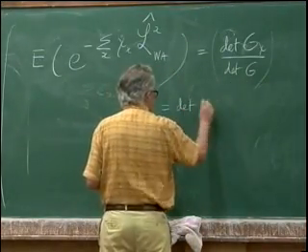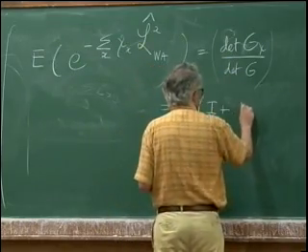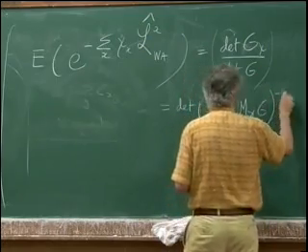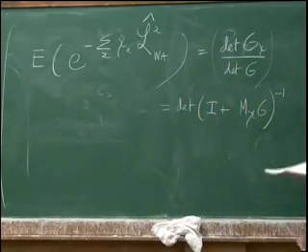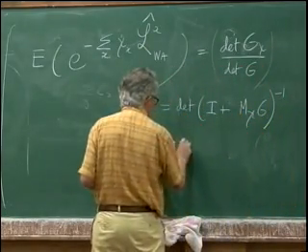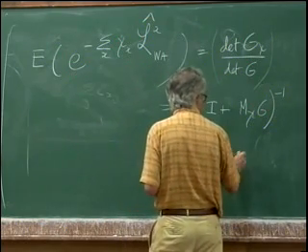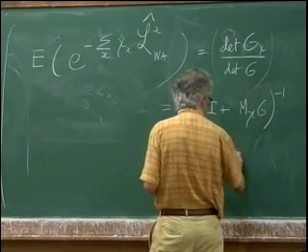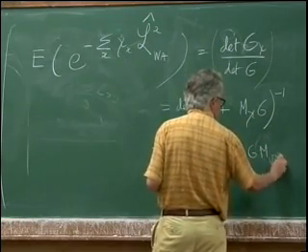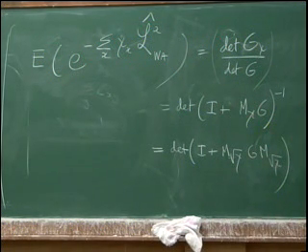determinant of identity plus multiplication by chi G minus 1, which, for the sake of symmetry, we can as well write as the determinant of identity plus multiplication by square root of chi, G, multiplication by square root of chi. So then we have a symmetric operator.